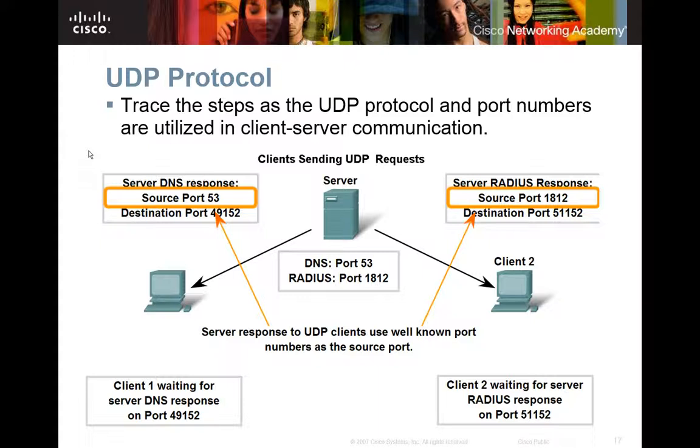You can trace the steps as the UDP protocol and port numbers are utilized. Okay. Client 1 is waiting for a response on port 49152. Client 2 is waiting for a radius response on 51152. All right. What happens is the client requested something from the server for DNS on port 43. It got there. The DNS server says, okay, you came in on port 43. I'm going to send you your response on 49152. Sends it back. Same thing with the radius server. Comes in on 1812, comes back on 51152.